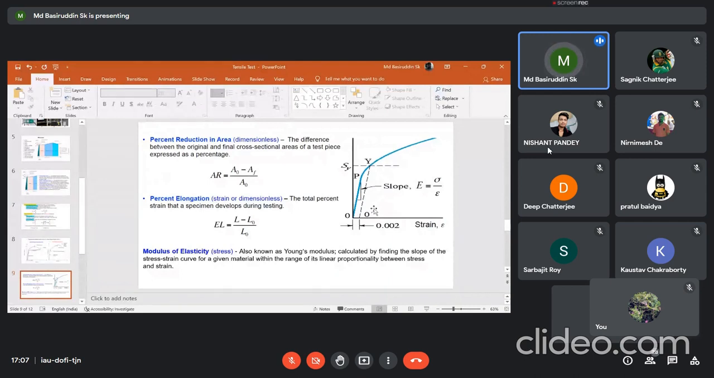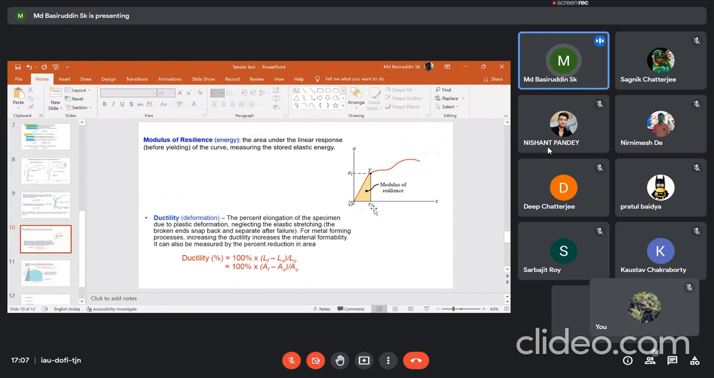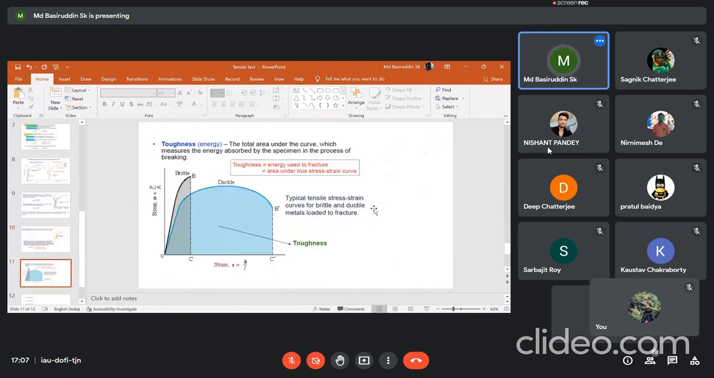Okay, so this is the representation of ductility, meaning how you can calculate the ductility of a material considering the gauge length or considering the reduction of the cross-sectional area. Considering the gauge length, you can measure only up to the UTS, as I said several times, but the reduction in cross-sectional area is the most accurate way of measuring the ductility of a material. And this is the modulus of resilience and the toughness of a material.